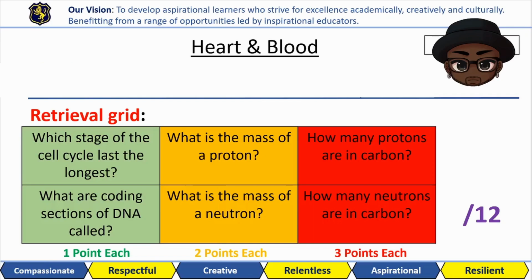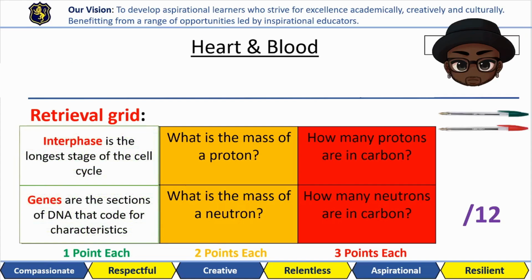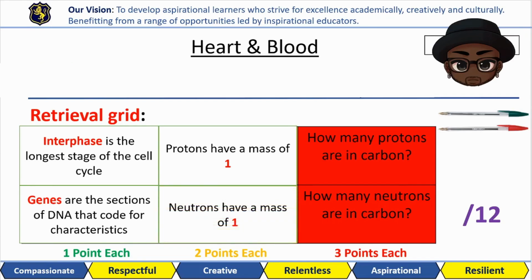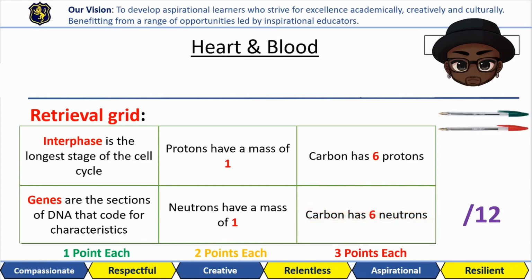The longest stage of the cell cycle is interphase. Genes are sections of DNA that code for characteristics. The mass of a proton is 1. The mass of a neutron is also 1. The atomic number for carbon is 6, so it has 6 protons. And the mass number for carbon is 12. So 12 take away 6 gives us a number of neutrons, which is 6.